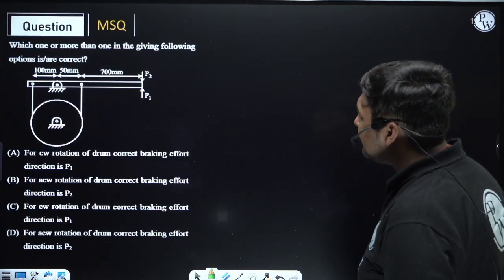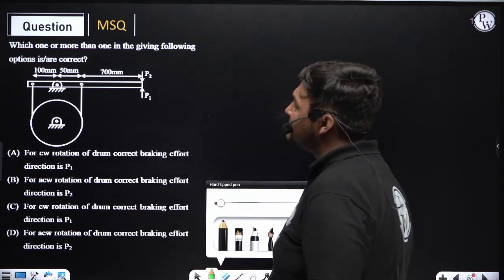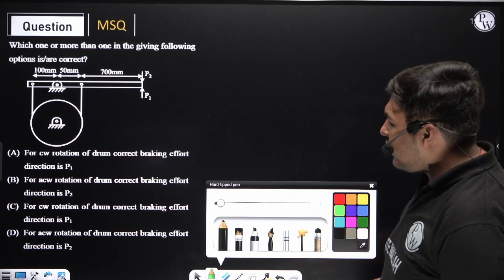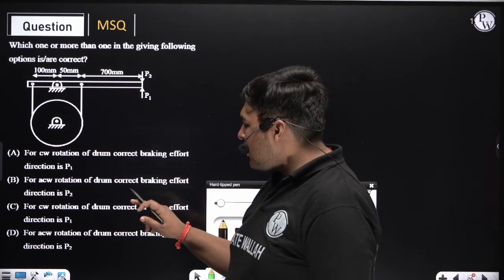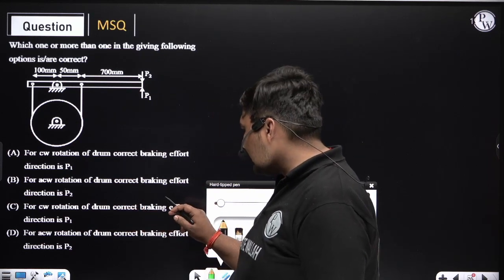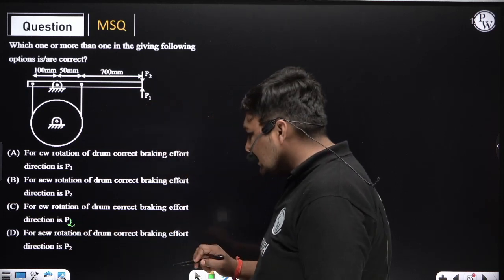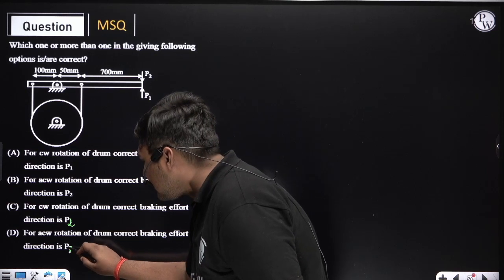Like this is one question, it is an MSQ, meaning more than one option can be correct. Here the examiner is asking which one or more of the following options are correct. For clockwise rotation of drum, the correct braking effort direction is P1. For anti-clockwise, it is P2. For clockwise, the correct braking effort direction is, here it is a typing error, P2. For anti-clockwise, it is P1, another typing error.